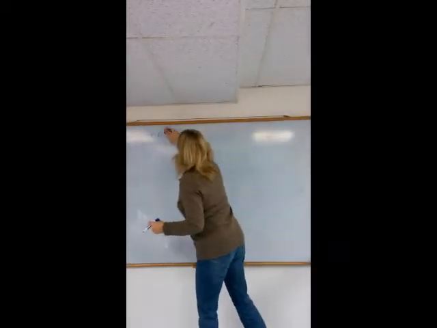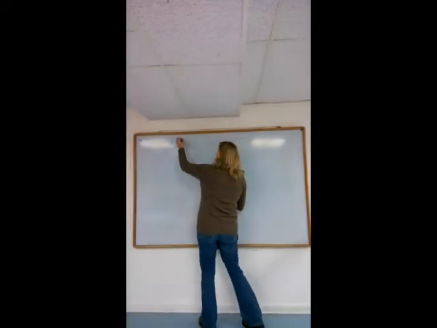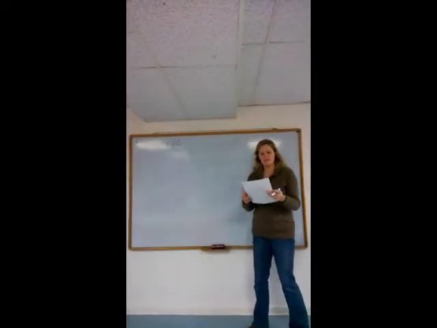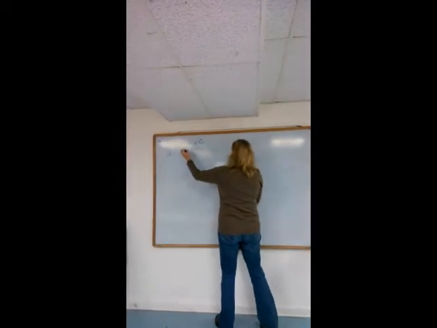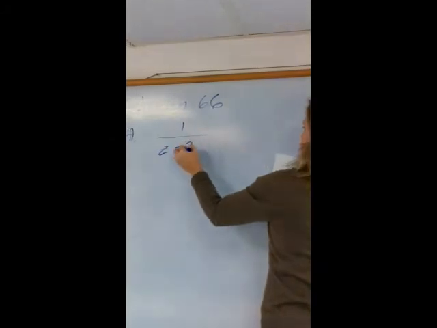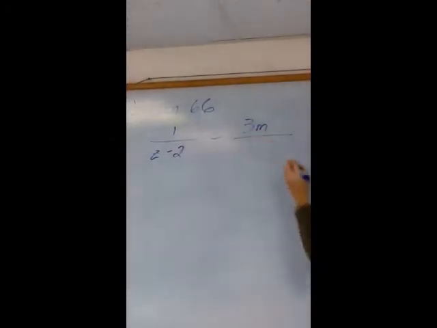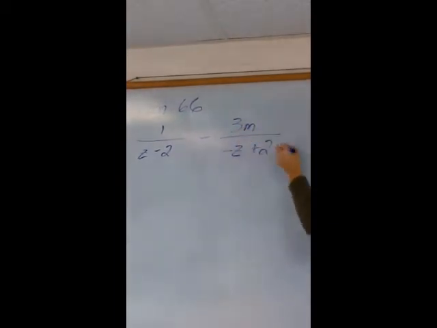All right, so now we're ready to move on to lesson 66. And we'll be doing two different things in lesson 66. The first one are questions that look like this. 1 over z minus 2 minus 3m over negative z plus 2.